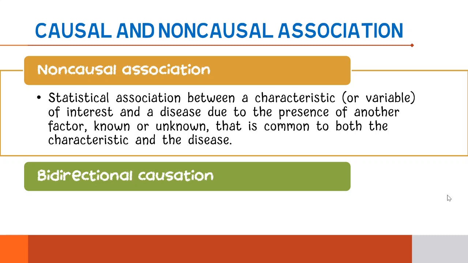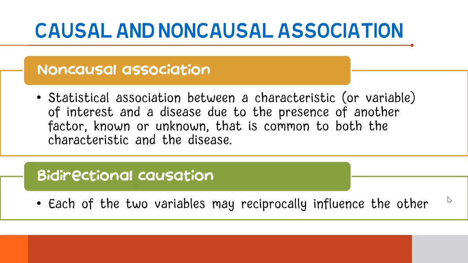Next is your bidirectional causation. Now, bidirectional causation means that each of the two variables may reciprocally influence the other. So, kumbaga, kung ato na siyang state another way around, A causes B and B causes A. So, mo reciprocally influence sa other. So, one example here is physical activity and your body mass index. Siyempre, the more you increase your physical activity, the lower your body mass index would be.